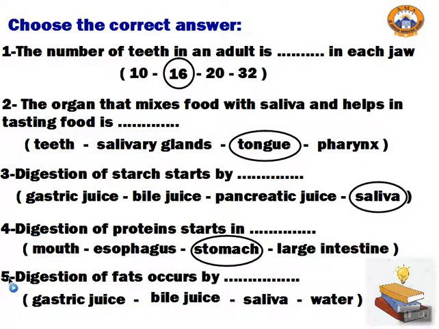Number 5. Digestion of fats occurs by what? What is the name of the juice that breaks down the fat and changes it into fatty emulsion? Is it the gastric juice or bile juice or saliva? It's bile juice, secreted by the liver.